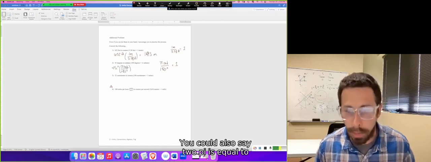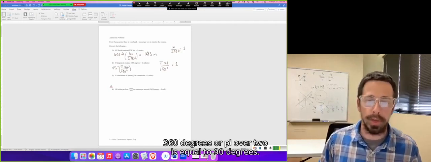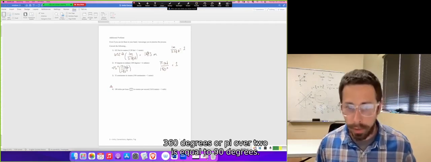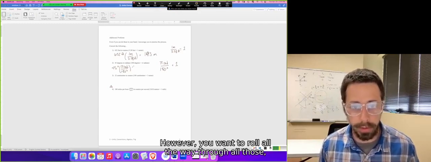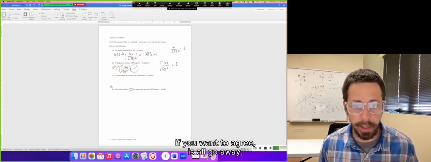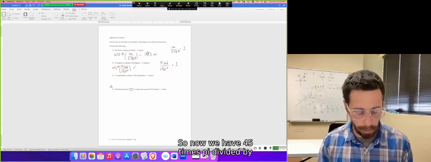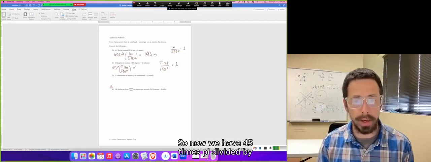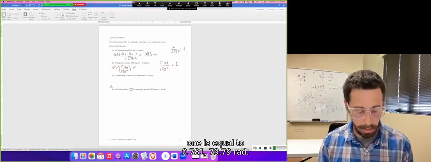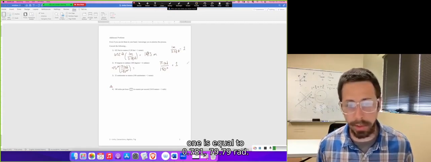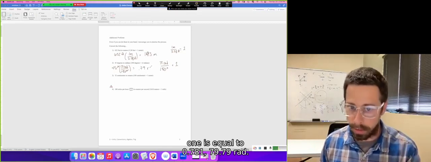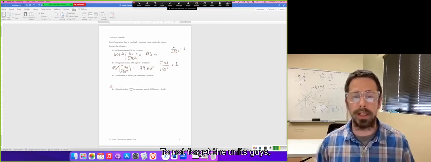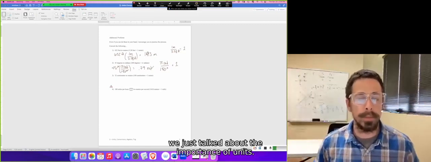You could also say 2 pi is equal to 360 degrees. Or pi over 2 is equal to 90 degrees. However you want to roll through all those if you want. Degrees all go away. So now we have 45 times pi divided by 180 is equal to 0.78, 0.79 radians. Do not forget the units, guys. We just talked about the importance of units.